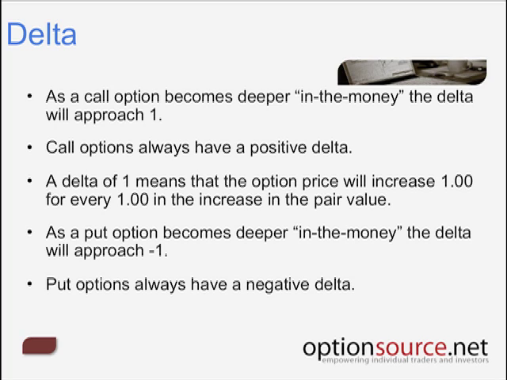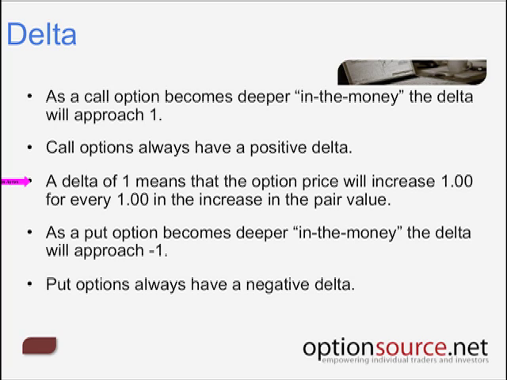As a call option becomes deeper in the money, the delta will approach 1. So what that means, as I mentioned earlier on, is that the deeper in the money our option contract goes, the more closely it's going to reflect a move in that underlying pair value. Now, a call option will always have a positive delta. And a put option, as I've indicated in this point down here, will always have a negative delta.